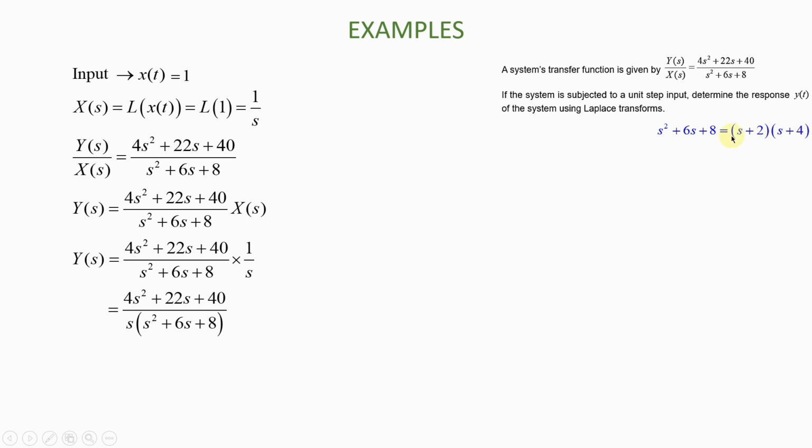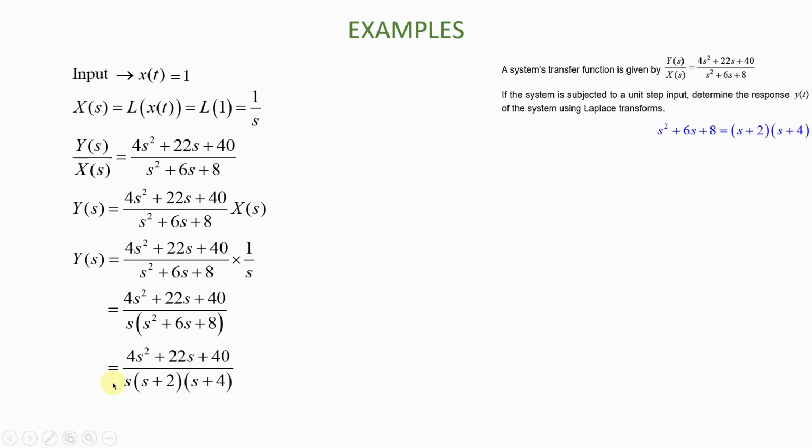So you can see already that things are beginning to look a lot simpler than what we had here. Therefore, we will break this into these, and if we do that, this is what we have. You can see now that Y(s) is equal to 4s squared plus 22s plus 40 divided by s multiplied by s plus 2 multiplied by s plus 4. This is just that. We replaced it by that because this is equal to that.